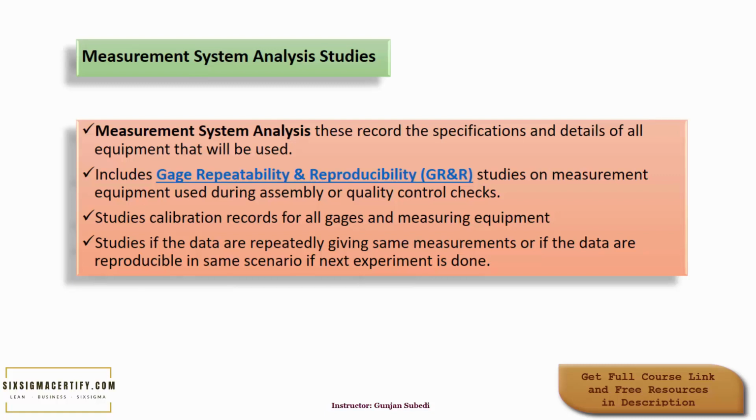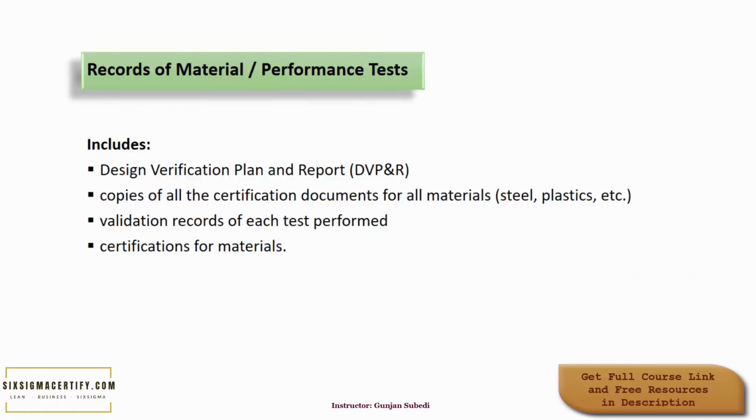Dimensional results. This is a validation check to ensure the measurements on the drawing are correct in relation to the end result. Next element, we have records of the material and performance tests. This includes the design verification plan and report, or DVP or DVPR, and may also include copies of all the certification documents for all materials. The design verification plan and reports are the validation records for each test performed on the part, including all relevant certification for the materials.